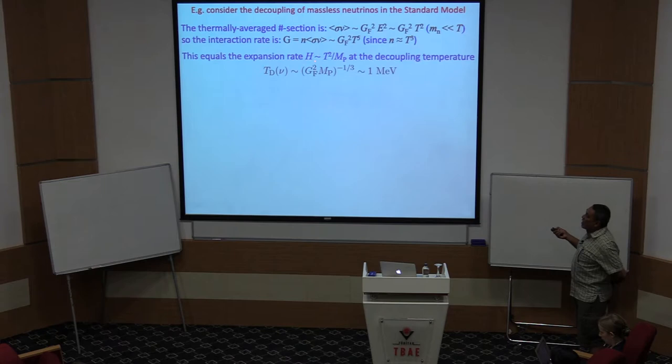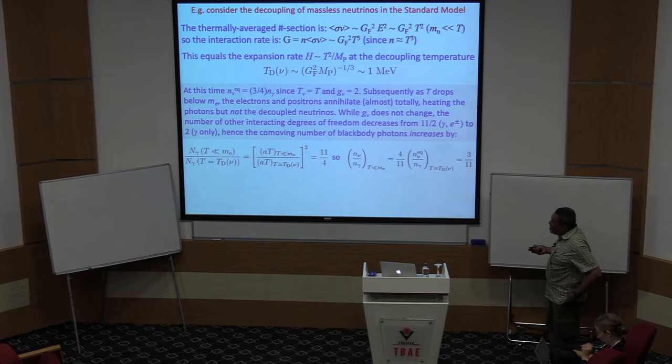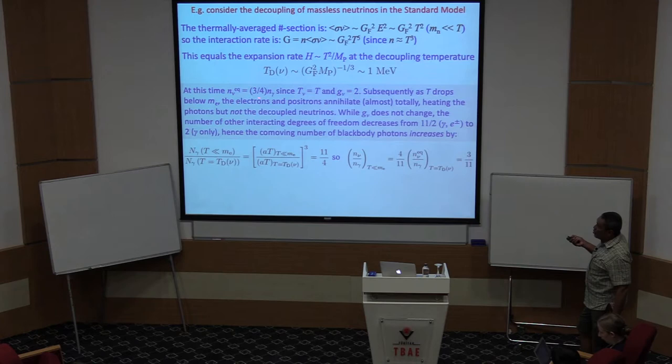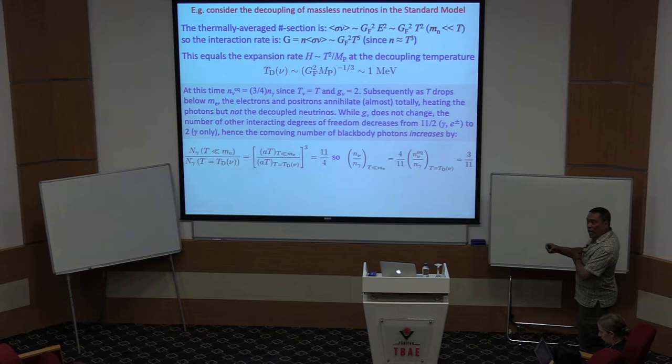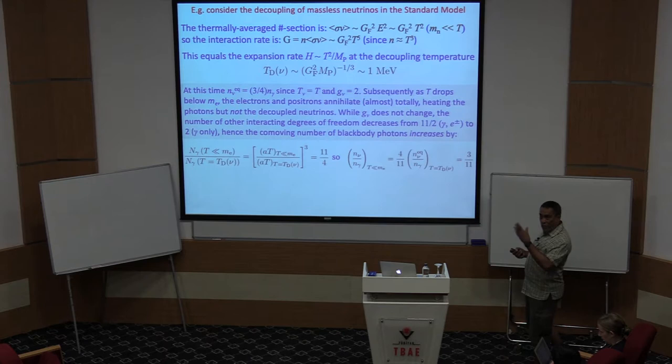So you can read off from this that these two rates will be equal when the temperature drops to GF squared times the Planck mass to the minus 1/3. So that's about an MeV, right? And at this time, the number density of neutrinos, if they're still in equilibrium, is 3/4 the number of photons because of the degrees of freedom and so on. And then the temperature here is just above the electron-positron annihilation threshold. So after that, the electrons and positrons will annihilate, and they will annihilate almost totally because there'll be only one electron in 10 to the 9 left over to balance the one baryon in 10 to the 9, because you must have electric charge conservation.